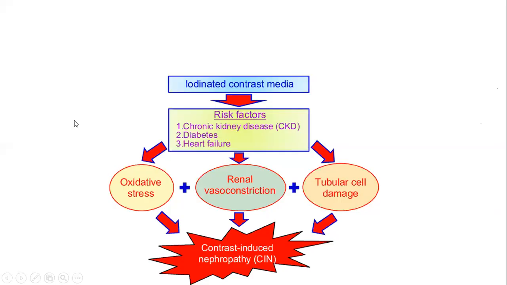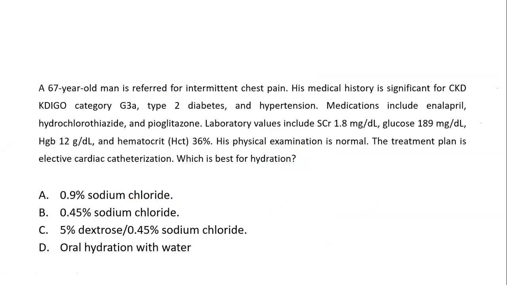So we know that with contrast, there is oxidative stress, renal vasoconstriction, and tubular cell damage. That's how it occurs. And the best way to prevent it is to hydrate the patient. So what do you think should be the way of hydration which will expand the volume the most? Which option would you choose for avoiding contrast-associated nephrotoxicity in this patient? Any options?